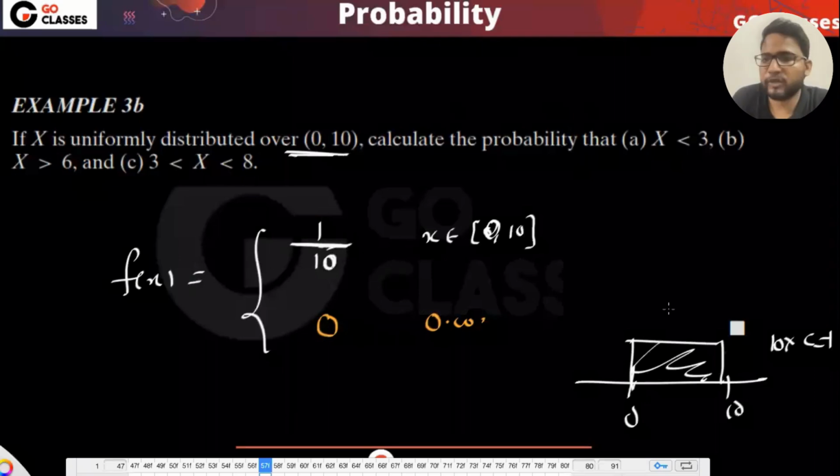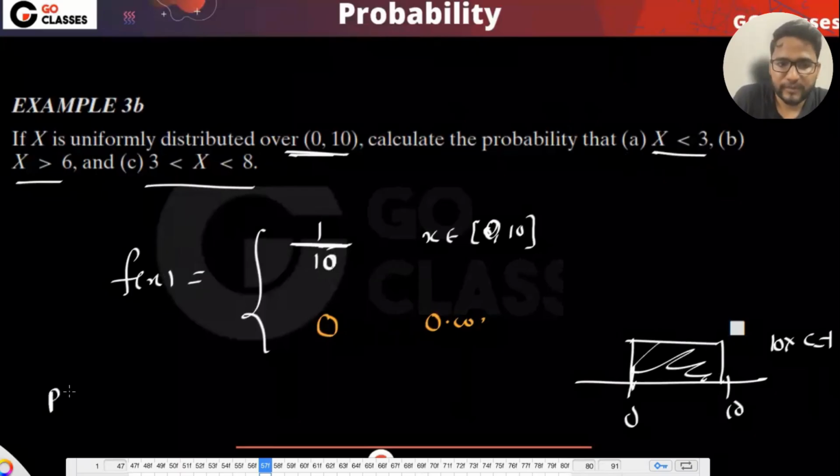This is 1 upon 10. You can calculate using the area. If you want, you can use the integration, but let's avoid the integration altogether. Now they're asking: what is the probability that X is less than 3? What is the probability that X is greater than 6? And the third one. Can you calculate these three?